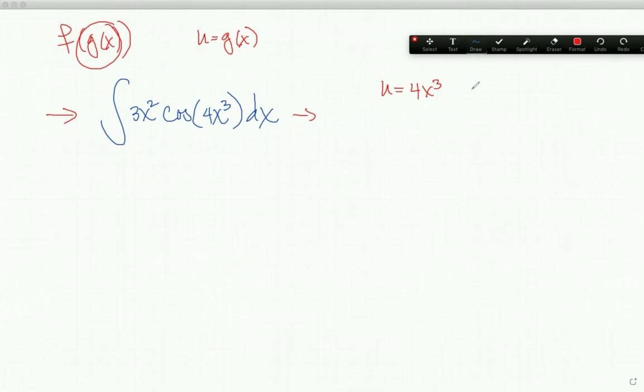Got it. Now, just as we had done with the more basic example, at this step what you've got to do is take the derivative on both sides. The left side is just going to say du. What's the derivative on the right side? 12x squared.